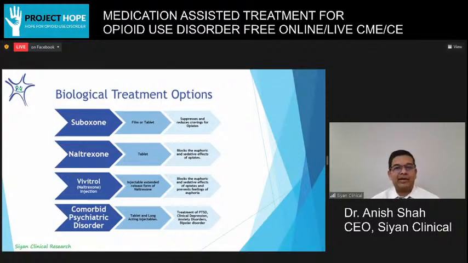Naltrexone comes in tablet form. It blocks the euphoric and sedative effect of the opiates. Vivitrol, which is a naltrexone injection, needs to be taken once a month. It blocks the euphoric and sedative effect of opiates, and it also prevents the feeling of euphoria.